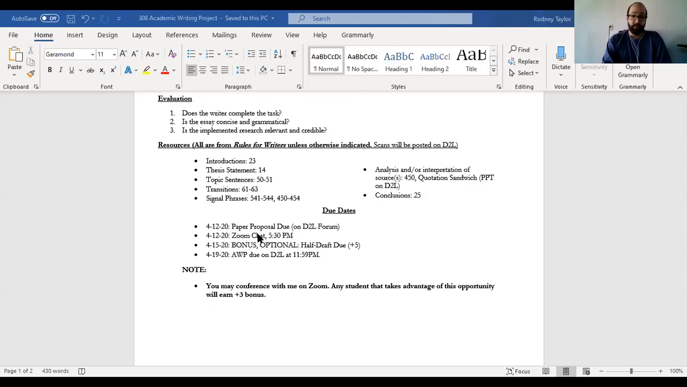And then on the 12th, we will also have a Zoom chat. We're also going to encourage people to do show and tell. So if you come into that, you can bring your favorite thing.